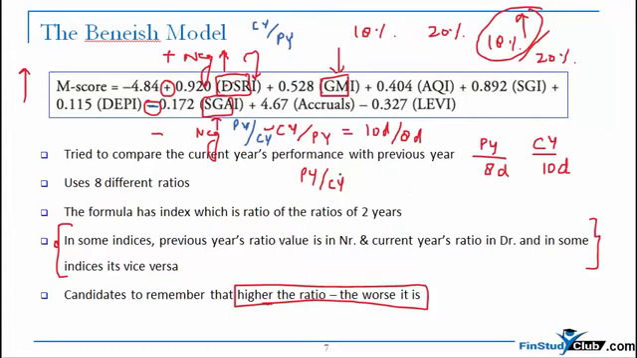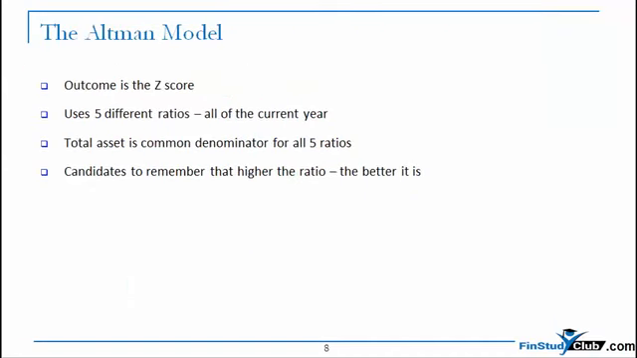Just try and understand that every such thing is an index. An index has a numerator and a denominator. So DSR of one year is compared with DSR of another year. This is how the structure has been created. So like I said, Beneish talks about 8 different ratios. Higher the ratio, the worse it is. Compare that with another model called the Altman model, where the outcome is a Z score.